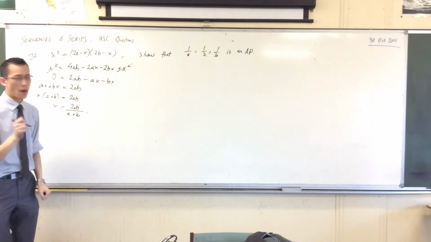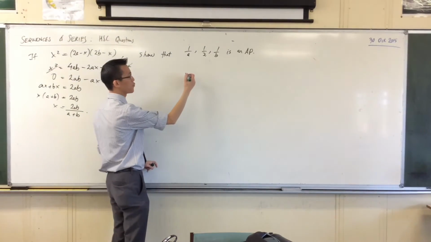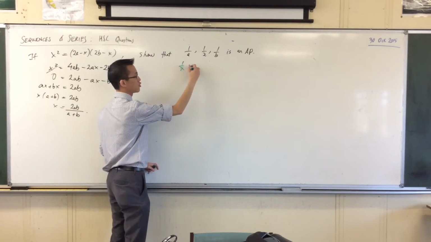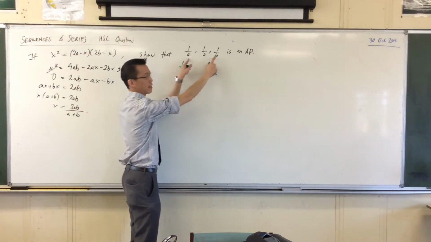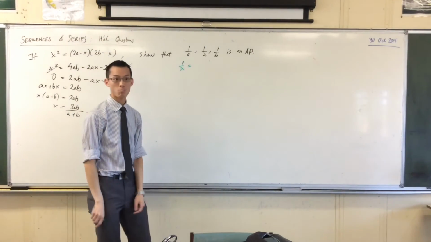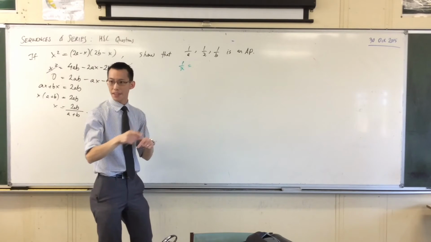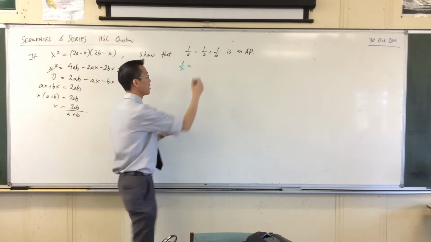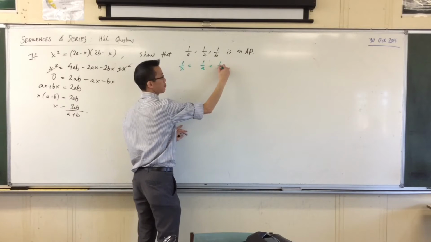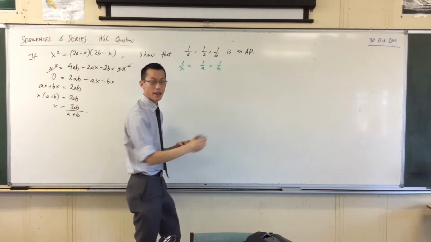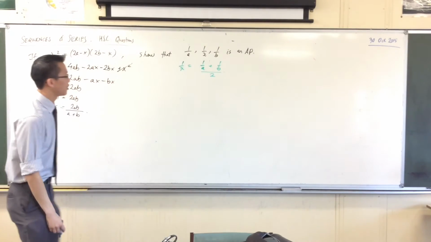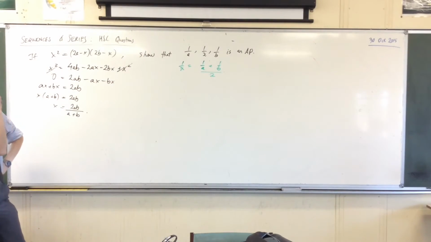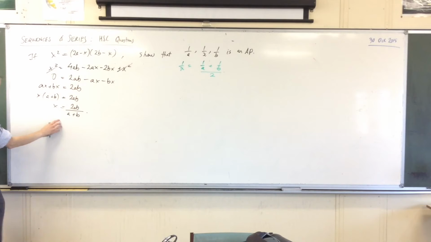Okay. What would that look like? 1 on x should be equal to... Now, how do I work out the arithmetic mean of these two numbers? I would add them. I'm taking the average, aren't I? So I'm going this plus this, and then I divide by 2. That's taking the average. Now, you have a look at this. How is that connected to this?